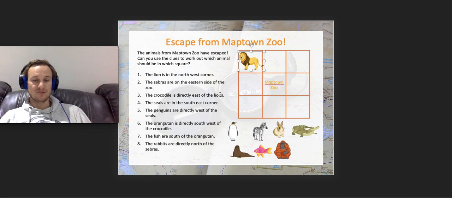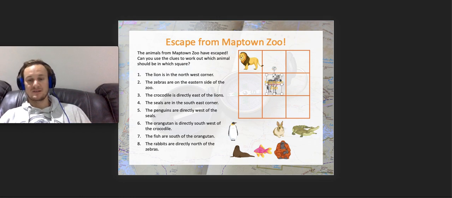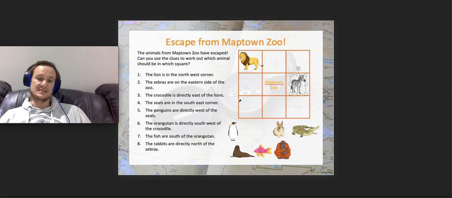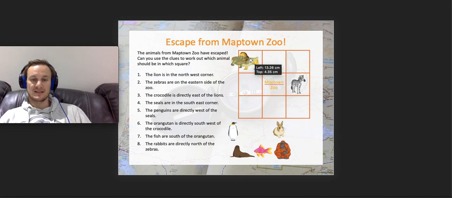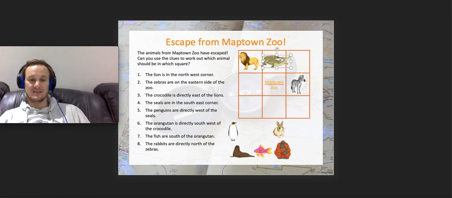The zebras are on the eastern side of the zoo. So if we've got the zoo here and they're on the east, now east is going this direction, so we're going to drag it to the east. The crocodile is directly east of the lions. So let's go to the lions, and directly east means the crocodile is directly to the east, to this side of the lions.